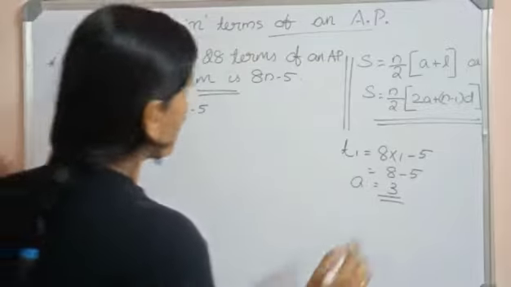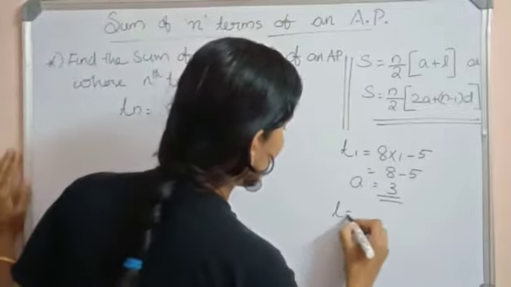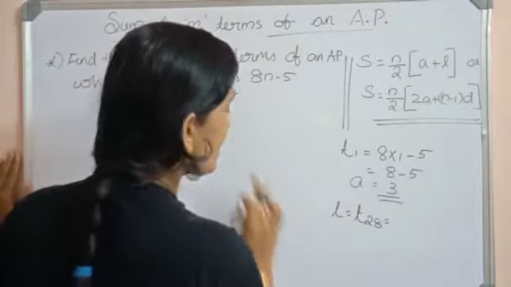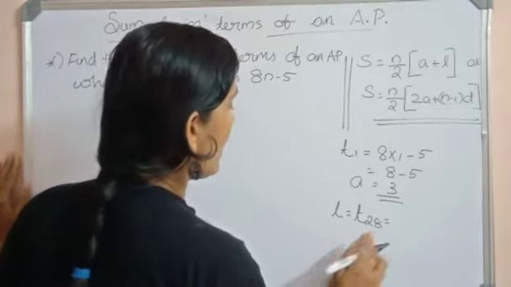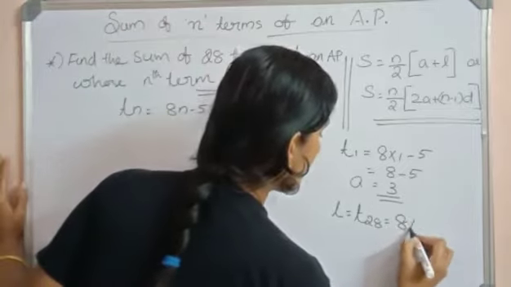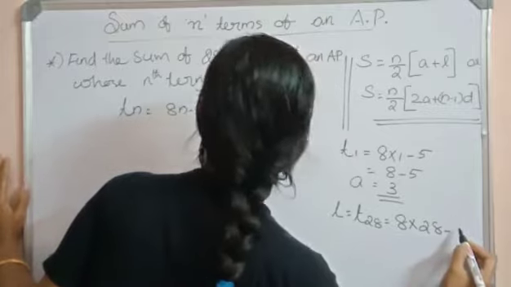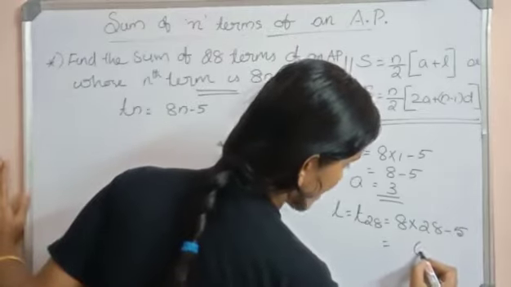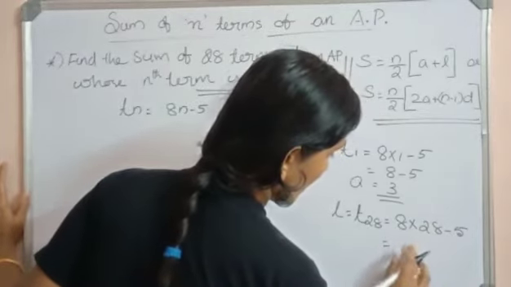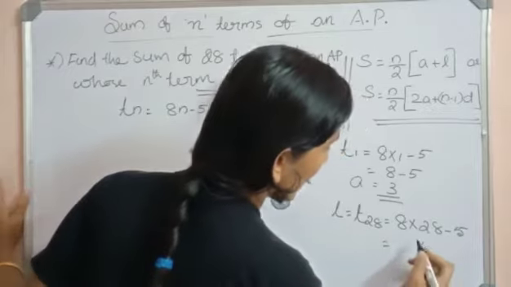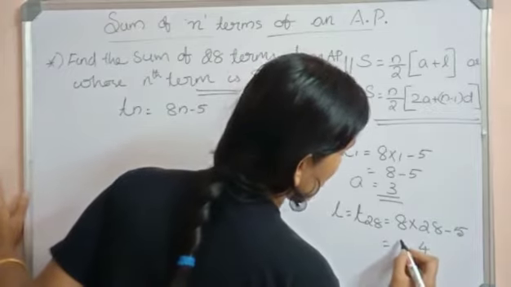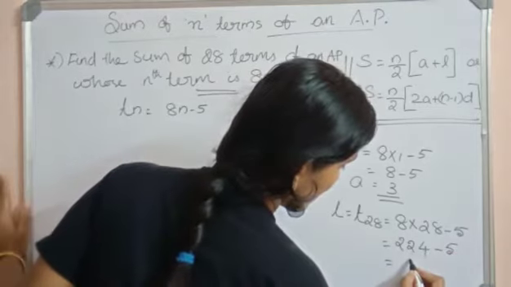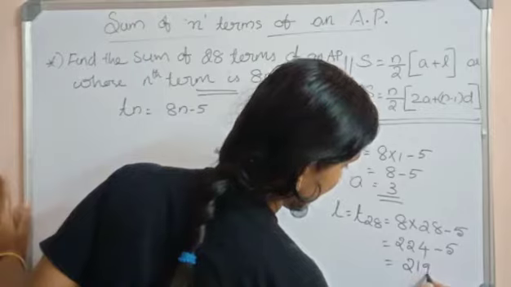And next, let's find the last term, that is l. l is equal to T28 because there are only 28 terms in this AP. So l is equal to T28 and that is equal to 8 into 28 minus 5. So the value is 8 into 28, 8 8s are 64, 8 2s are 16, 64 plus 16 is 224, minus 5 is 219.